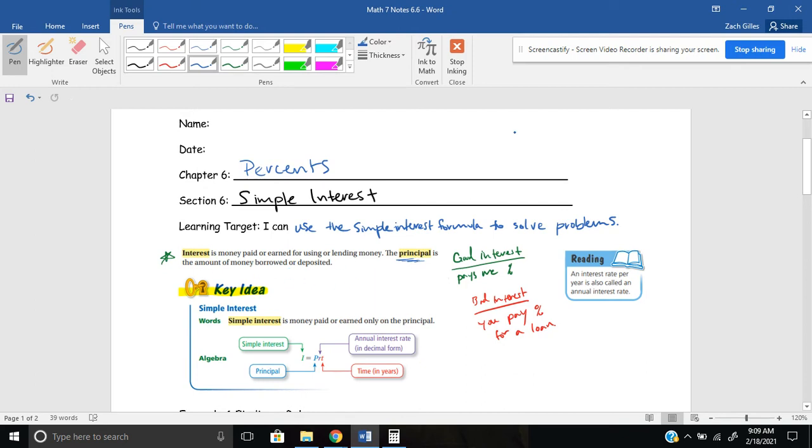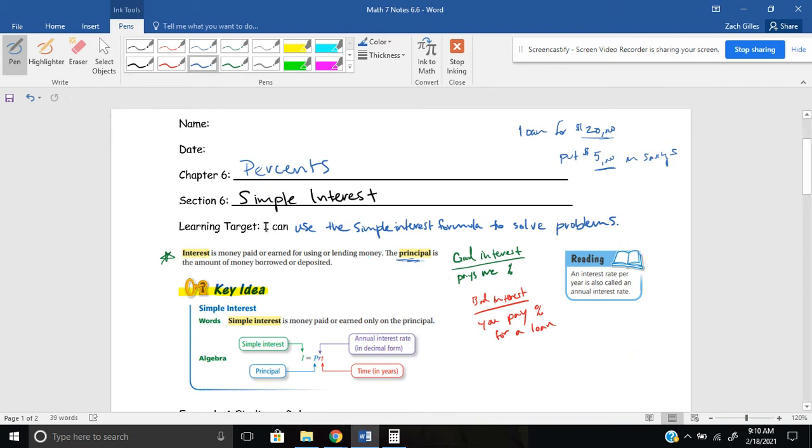So, for example, if I took out a loan for, let's just say a truck is $20,000, my principal would be $20,000. Or if I put $5,000 into a savings, my principal is $5,000. It's what I start out with, essentially, how much I put in a bank account or how much I take out a loan for, kind of what I start with.